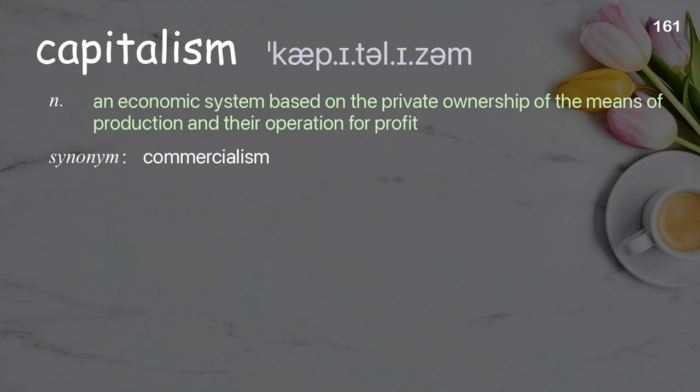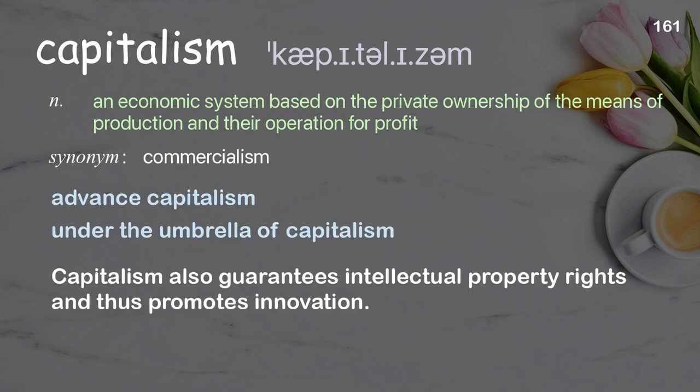Capitalism. An economic system based on the private ownership of the means of production and their operation for profit. Examples. Advanced capitalism. Under the umbrella of capitalism. Capitalism also guarantees intellectual property rights and thus promotes innovation.